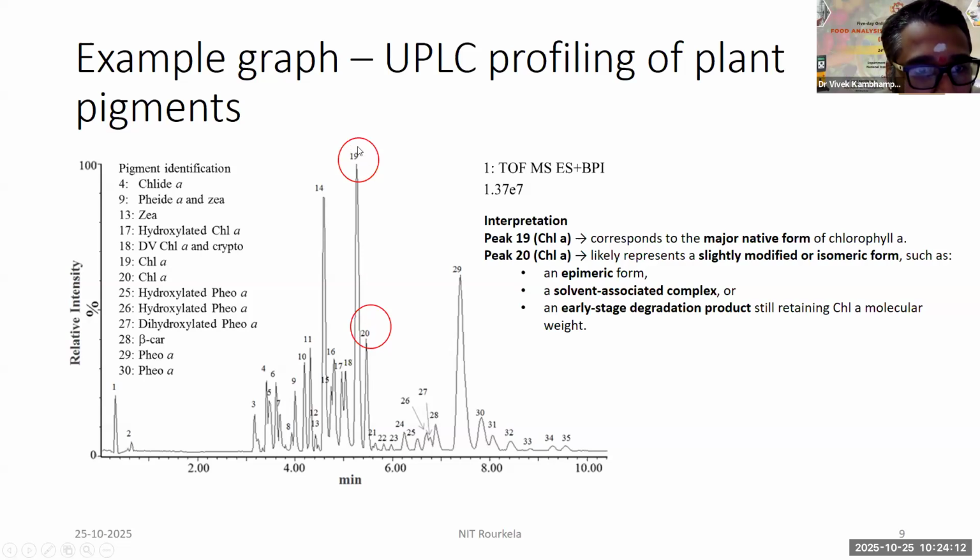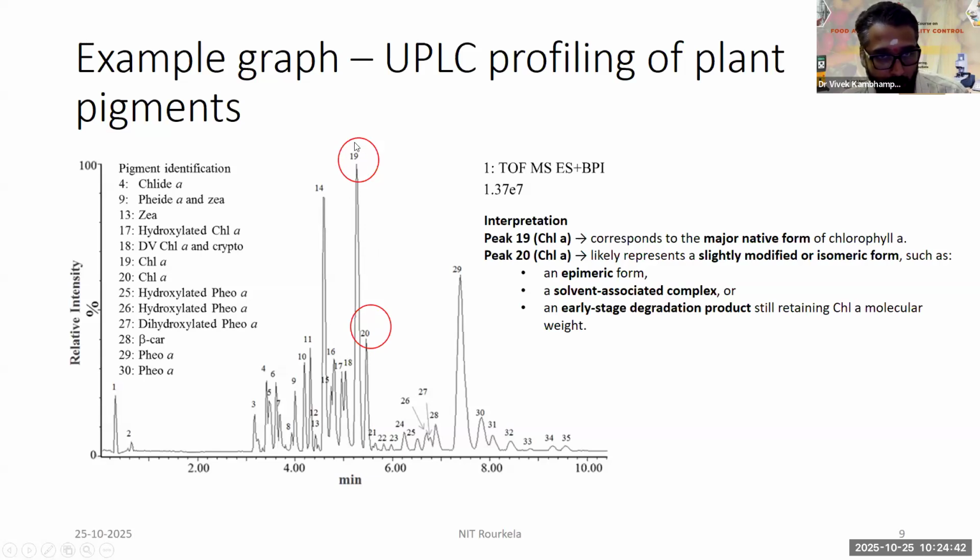But the length of the peak, or the area, is less in peak 20. Both are chlorophylls, but here you see the first peak is high and the second peak is lower compared to peak 19. Why? Both are chlorophylls, but why is there a difference? How to interpret this? Peak 19, this particular peak, is very strong.